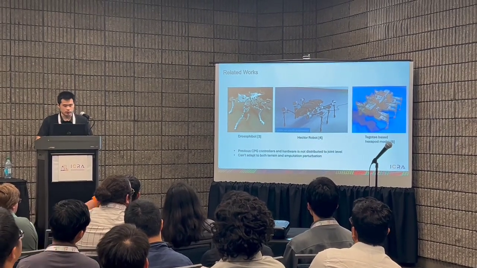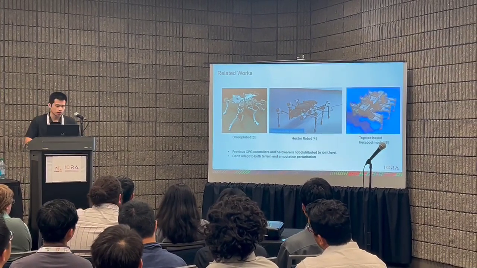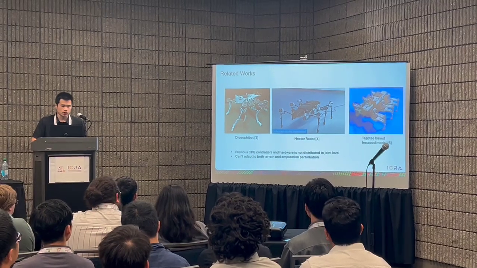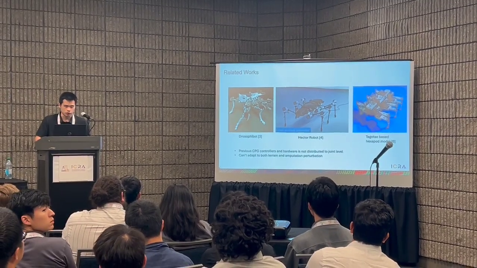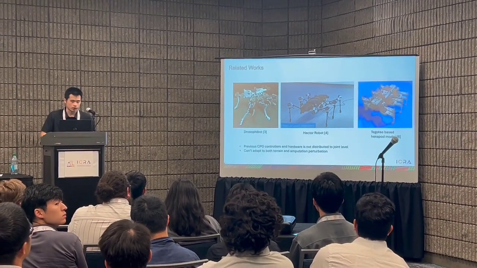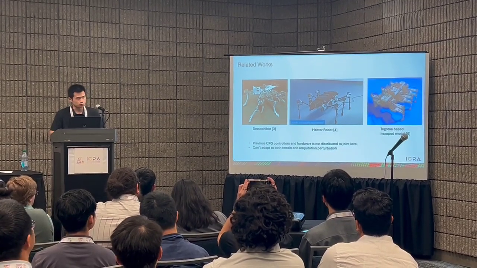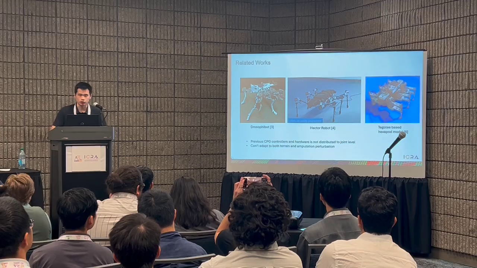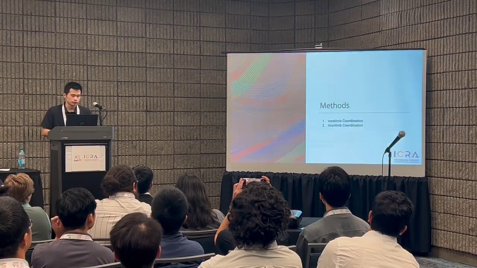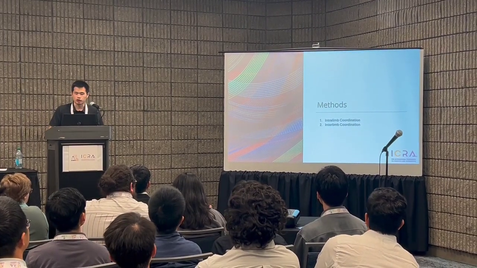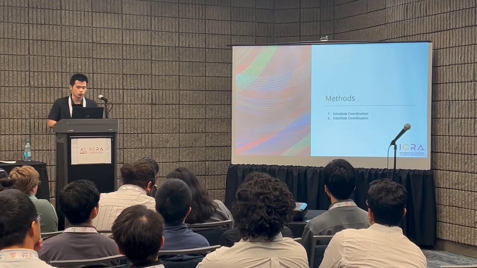Previous works have achieved CBG locomotion, but their control architecture and hardware are usually not distributed to the joint level, and usually they cannot adapt to both terrain and amputation perturbations, which is significant because this requires both intralimb and interlimb adaptation. And those are the two parts of our method, interlimb and intralimb coordination.